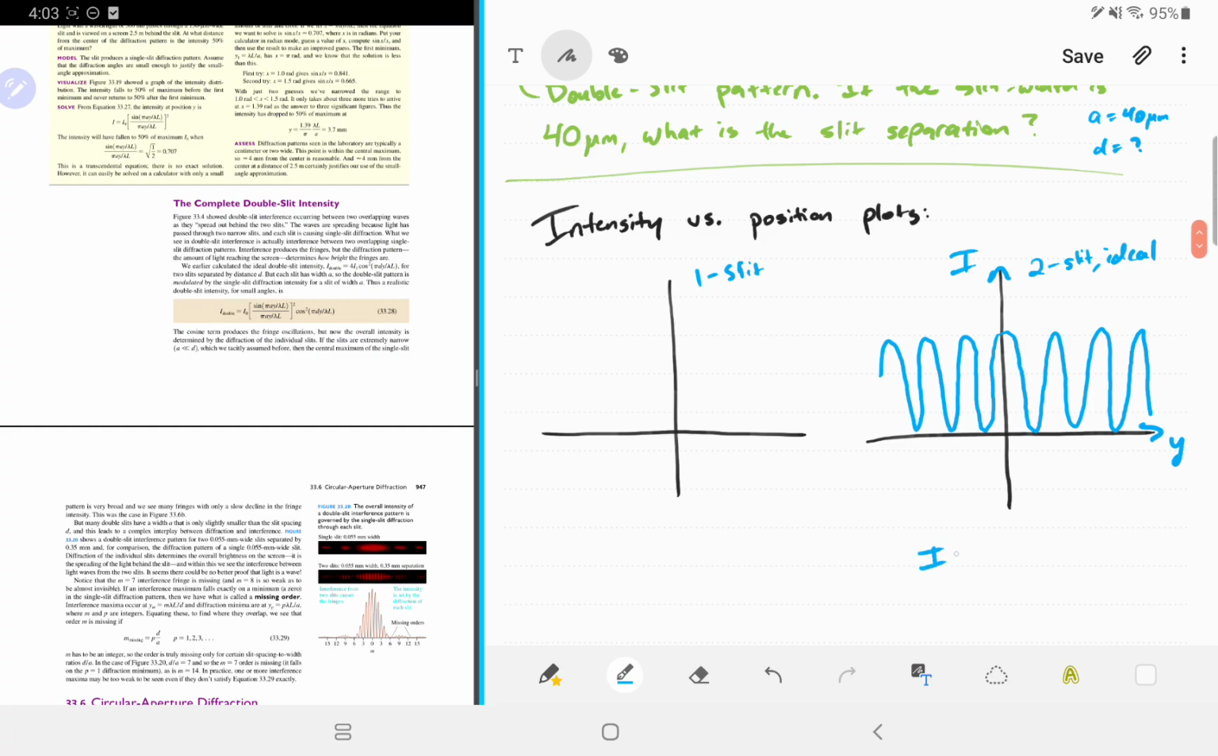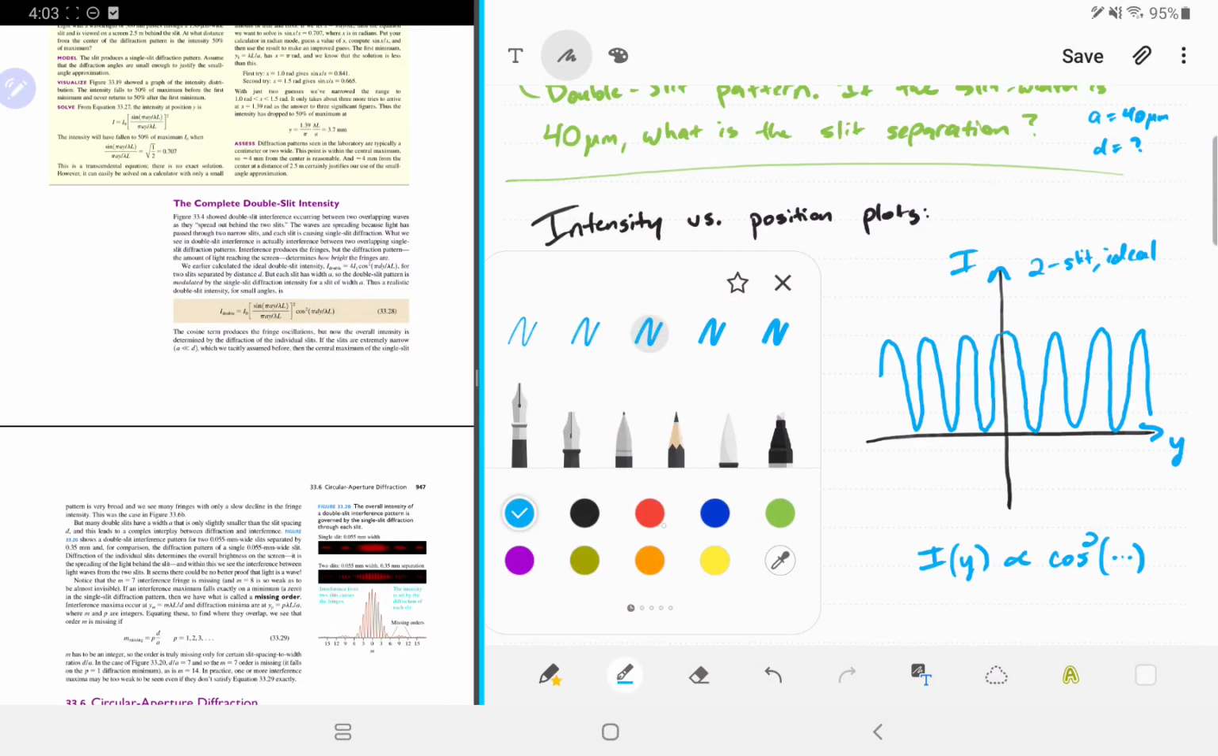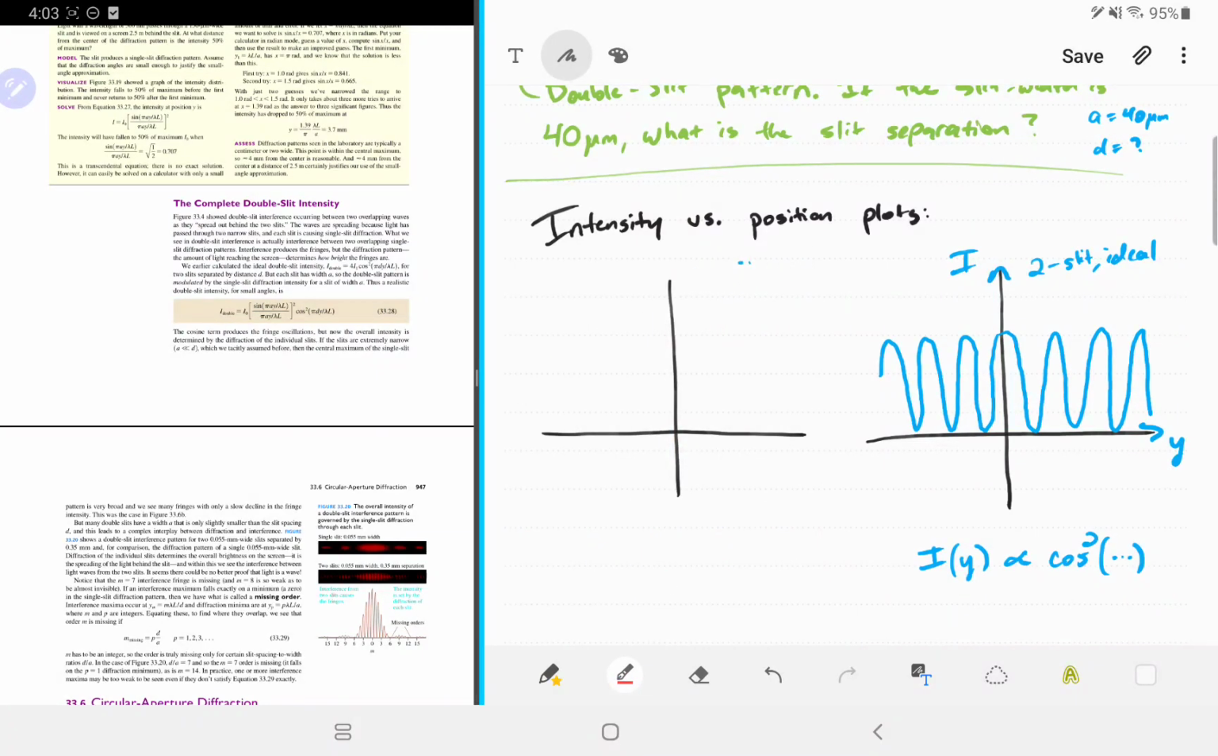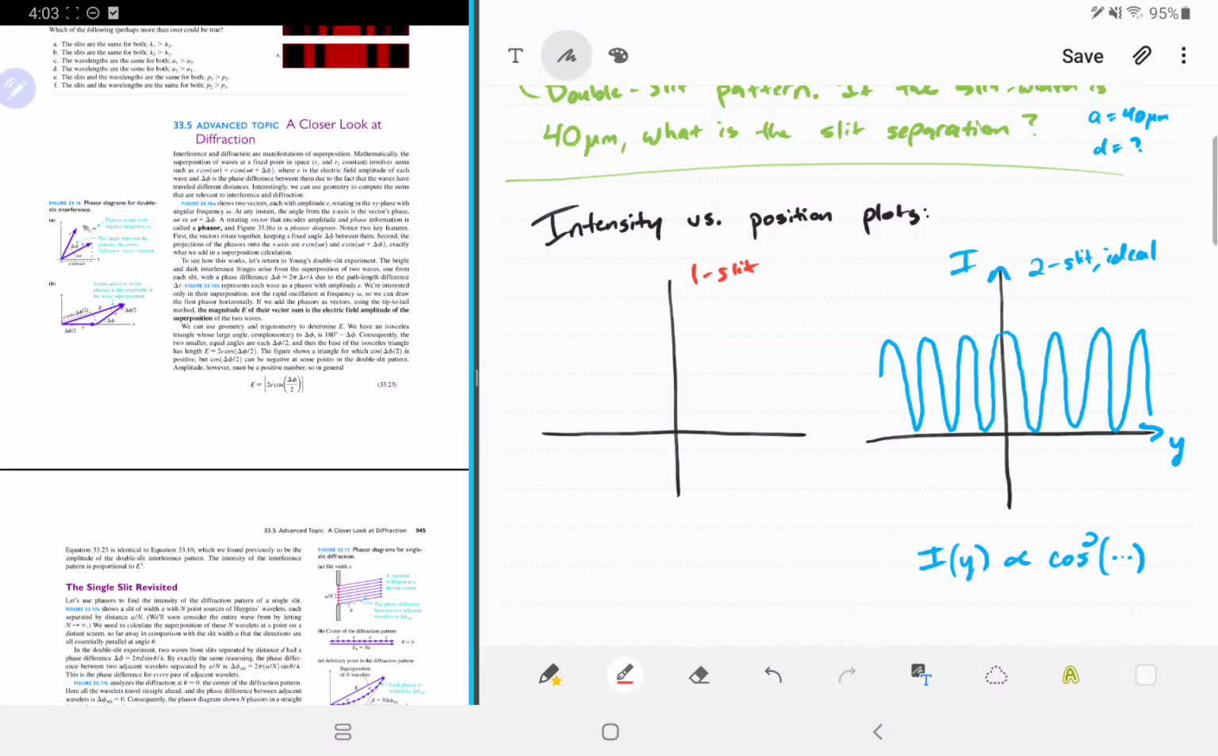In other words, intensity as a function of y is proportional to cosine squared of not quite y, but something related to y. It's something related to the path difference, and more so the phase difference. Now this one on the left, let's do a different color here. For the single slit case, your book talks about what happens in the single slit case. This is the mathy part from before.